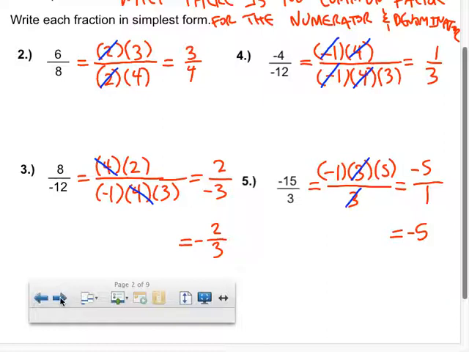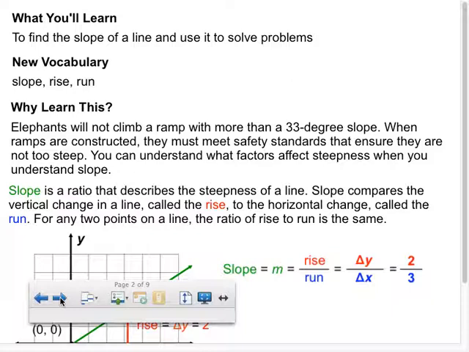So let's take a look at what we're covering today. I'm going to go ahead and read this since we're putting this in the class channel. What you'll learn: to find the slope of a line and to use it to solve problems. The new vocabulary: slope, rise, and run. Okay, why learn this? Elephants will not climb a ramp with more than a 33-degree slope. When ramps are constructed, they must meet safety standards that ensure they are not too steep. You can understand what factors affect steepness when you understand slope.